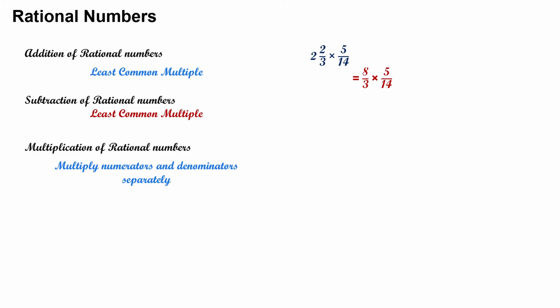Multiply 8 with 5 and then 14 with 3. So it will be 40 over 42. Now you need to simplify it, and it will be 20 over 21.